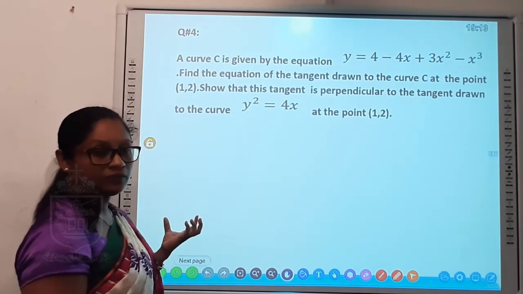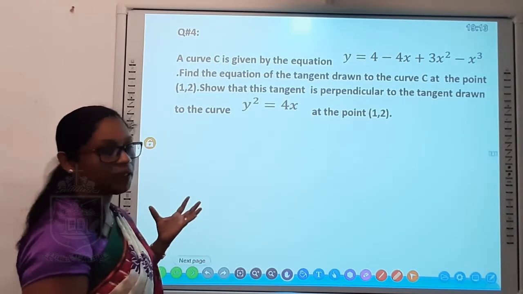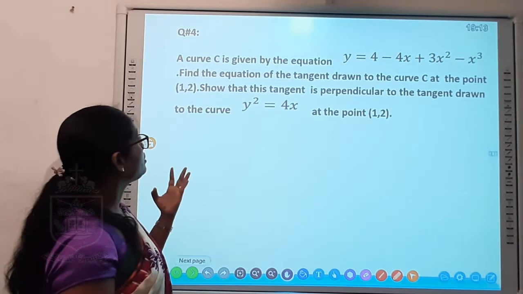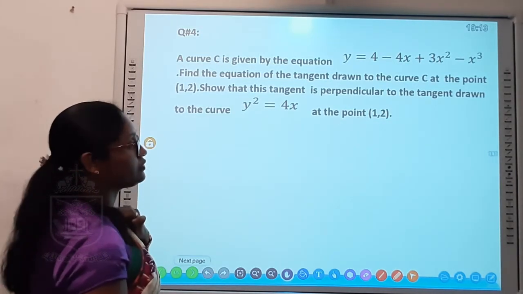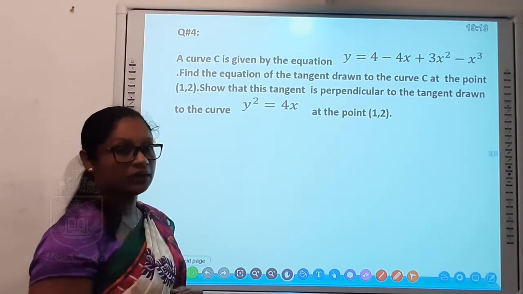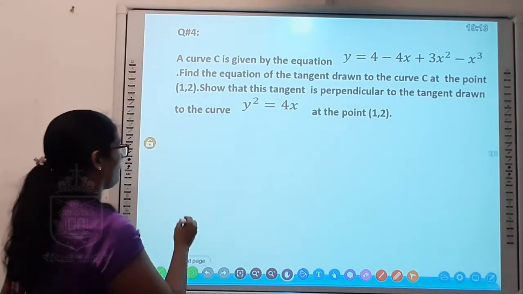The coordinates of the point are also given, right? This is a past paper question. So 1, 2 is given. So we'll find the gradient first. For that we want to differentiate the given function with respect to x.